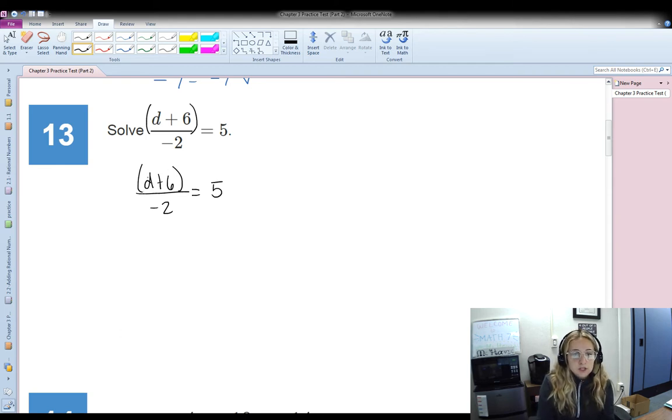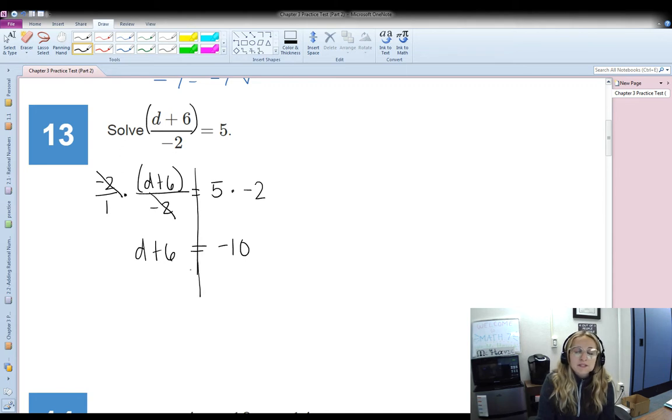Since our variable is on the top, we need to get rid of this denominator, okay? And in order to get rid of this denominator, it's division, I'm going to need to multiply. So again, I'm going to multiply both sides by -2. As you can see here, they cross cancel. So then we're just left with d plus 6, which makes it look a little bit easier in what we want, okay? 5 times negative 2 is negative 10.